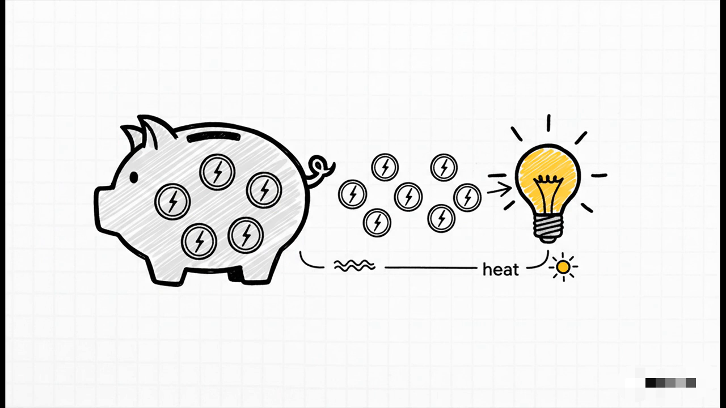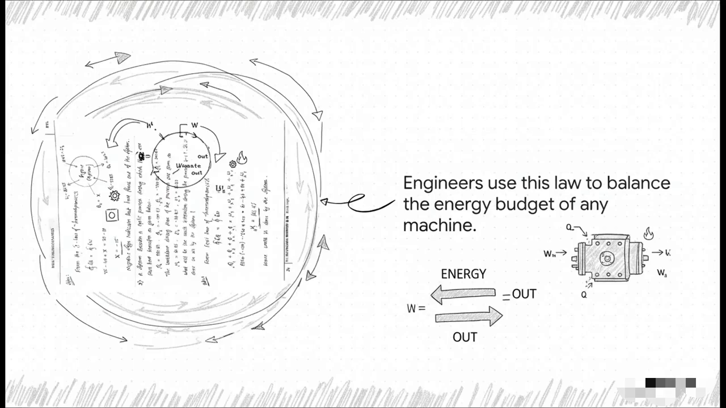Really, the best way to think about it is like a bank account for the universe. You can move energy around all you want, transfer it from one form to another. You know, like how a light bulb turns electrical energy into heat and light. But the total balance, the total amount of energy in the universe, it never, ever changes. It's a perfectly balanced budget, always. So here's the takeaway for engineers.